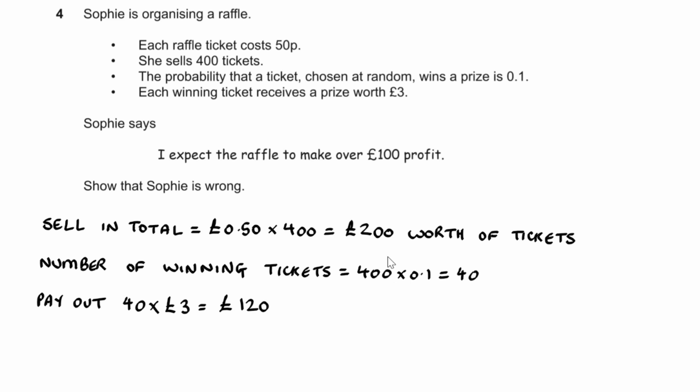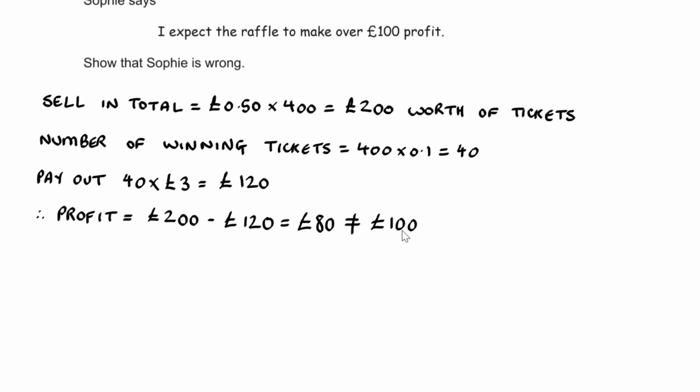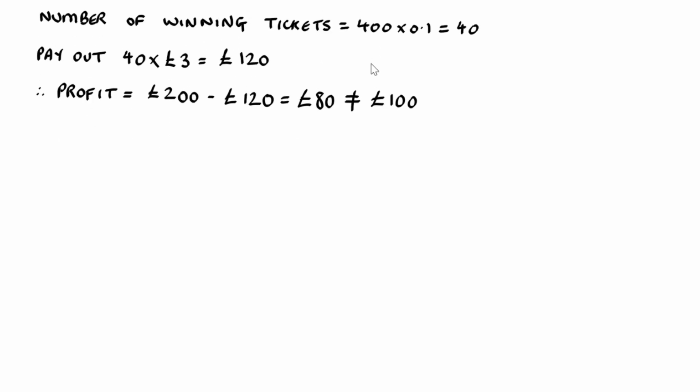So if she sells £200 worth of tickets and she's paying out £120, then the profit is equal to 200 take away 120, which is 80. And because this does not equal the £100 that she is talking about, we can therefore conclude that Sophie is wrong.